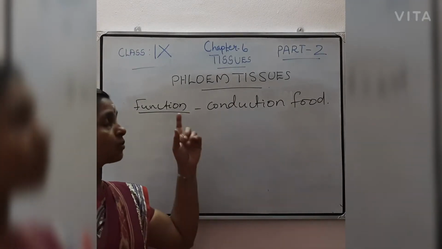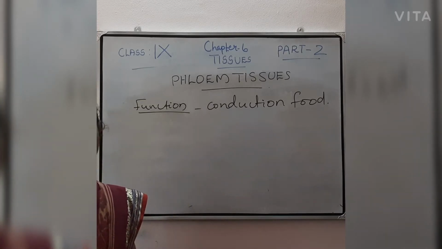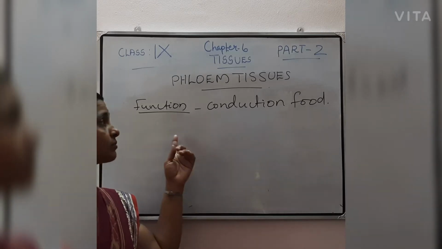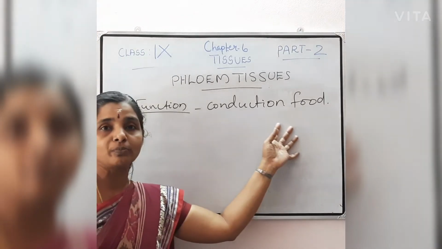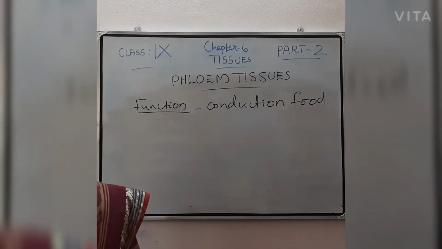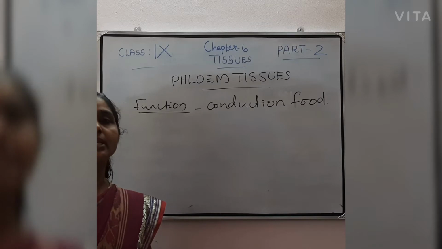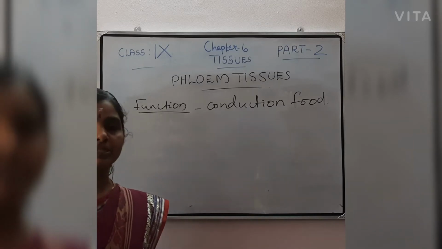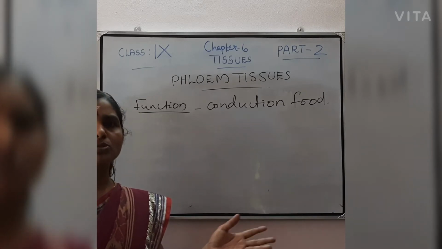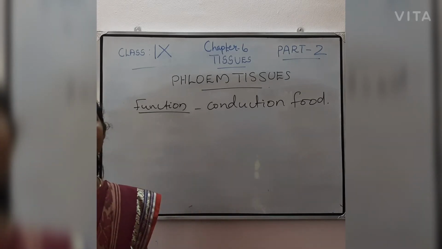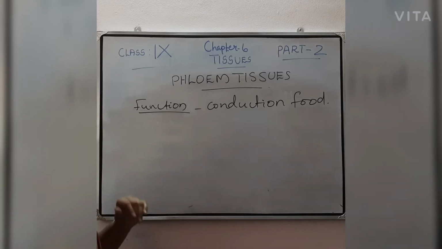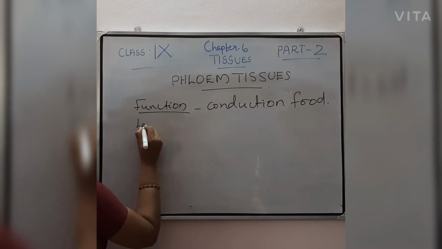So once again, phloem tissues are complex permanent tissue, and they are a part of the vascular bundle. The function of phloem tissue is conduction of food materials from one part of the plant body to another. That means both upward and downward conduction. Food materials are transported from the leaves to the roots, or from the roots to other parts. Okay, then phloem tissue consists of 4 elements.